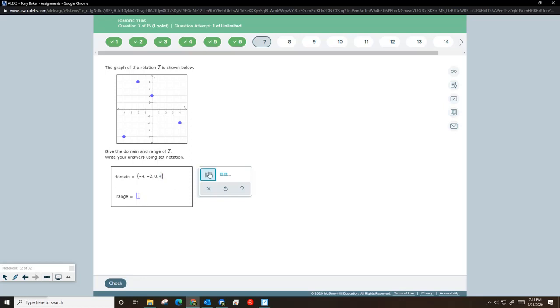My range, I'm only looking at the y values. So I've got -4, -2, 2, and 4. If a number repeats itself, you do not have to put it more than once, and you do not have to necessarily put them in order for a set of points. You can actually put them in any order you want. It'll still work.